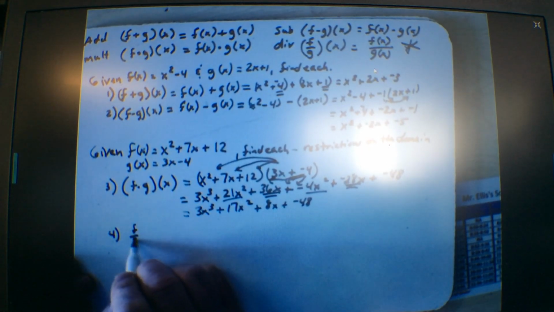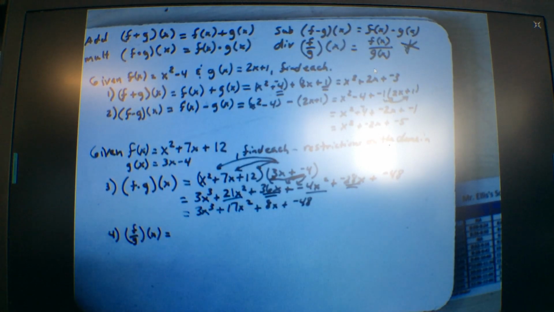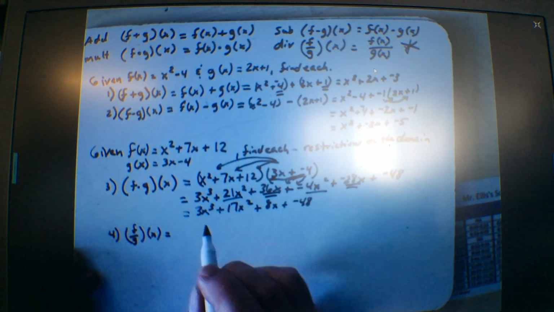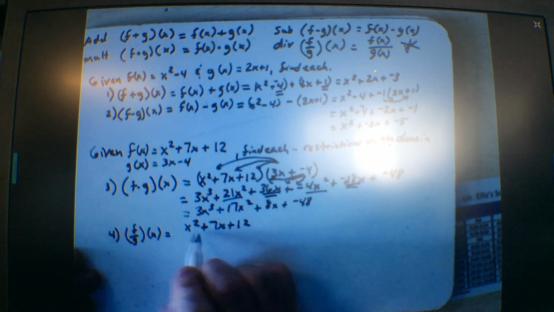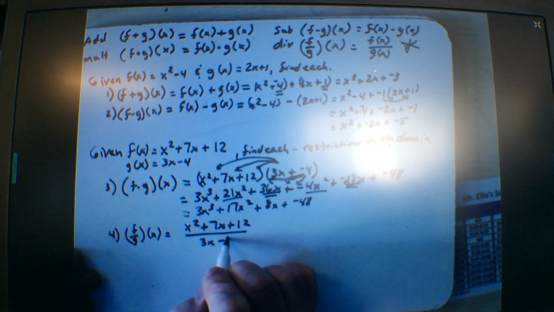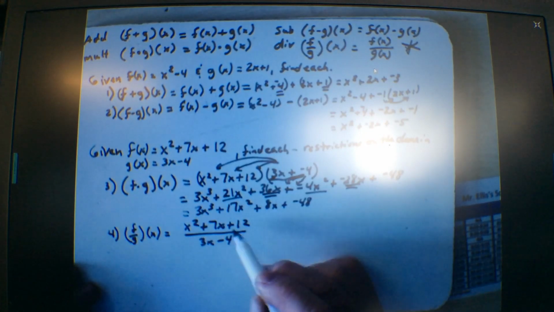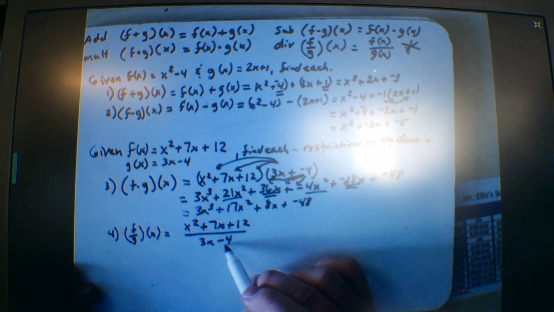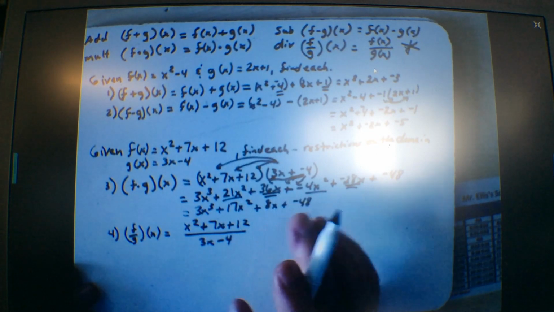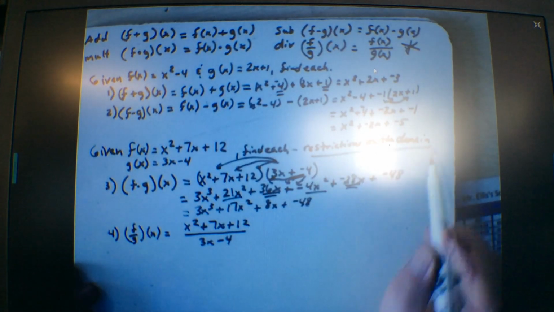Okay, so we want to do f divided by g of x. I'm going to take the f function and divide by the g function. So I get x squared plus 7x plus 12 over 3x minus 4. Questions on that? Now, can I factor the top? Yeah, it's x plus 3 and x plus 4, right? But do either one of them cancel with that? No, so there's no need to factor it unless you think it cancels. But I do want to do the restrictions on the domain.